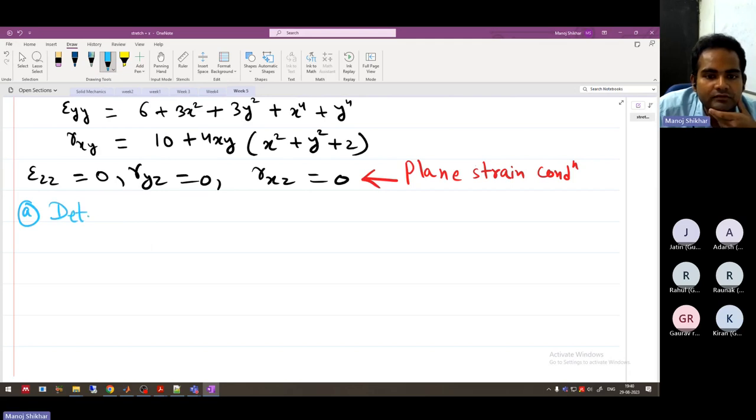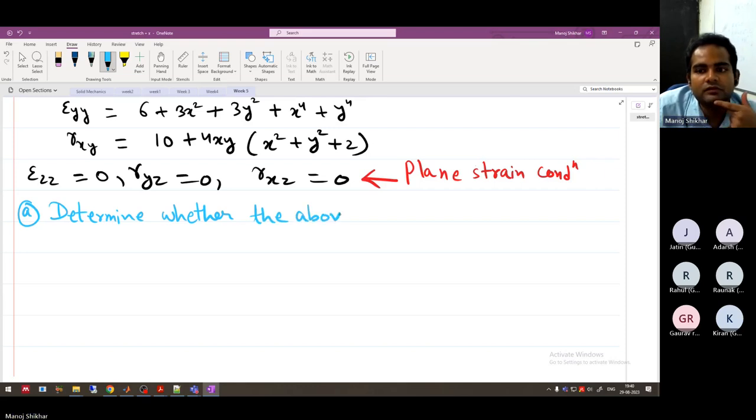The first one is: determine whether the above strain field is possible.